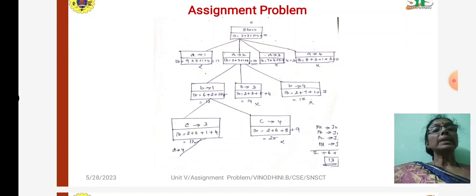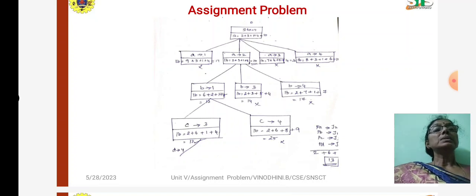From that state space tree, from the root node to the leaf node, we get the solution: job 2 is assigned to A, job 1 is assigned to B, job 3 is assigned to C, and job 4 is assigned to D, and we can get a total of 13 hours. So we can complete the jobs with a minimum number of hours of 13. We can make these assignments.